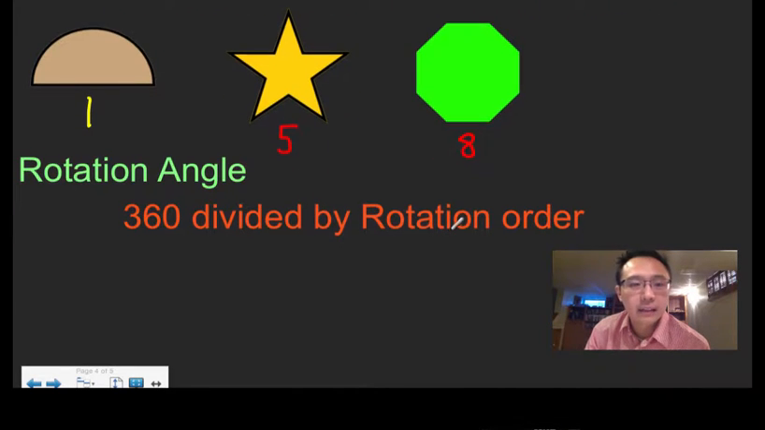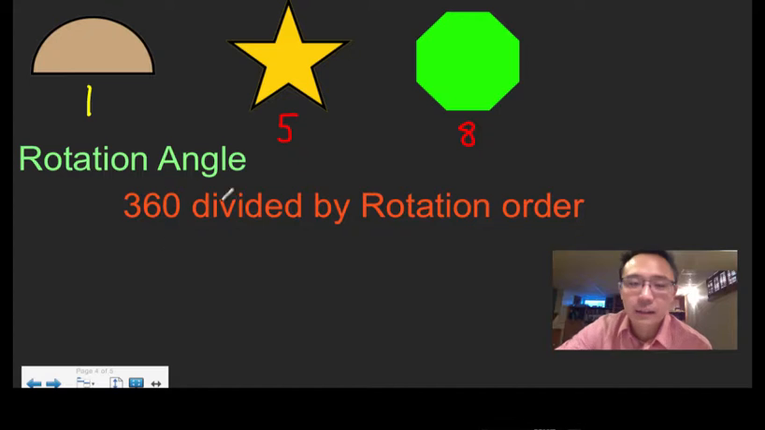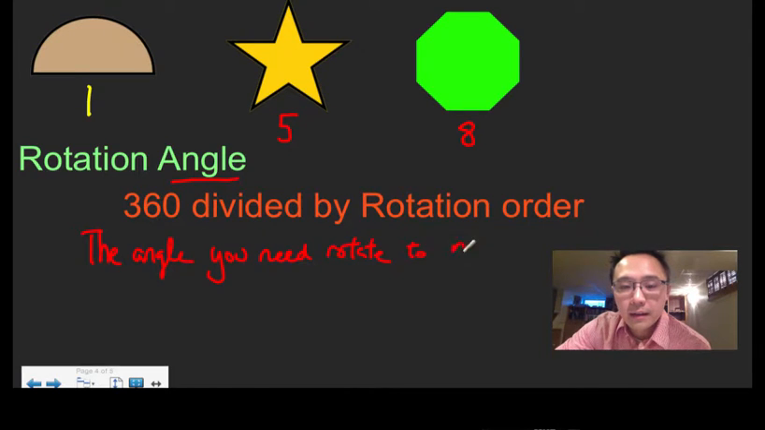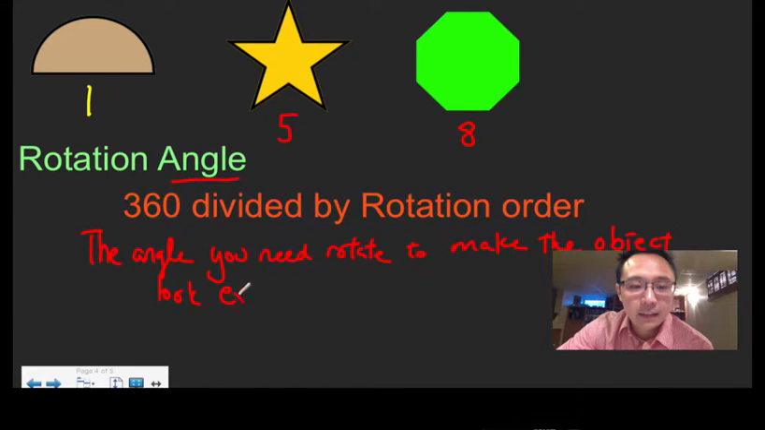The last thing we can calculate is the rotation angle. This is strictly looking at the angle. The rotation angle is the angle you need to rotate to make the object look exactly identical to what you started off with. So this one is strictly an angle.